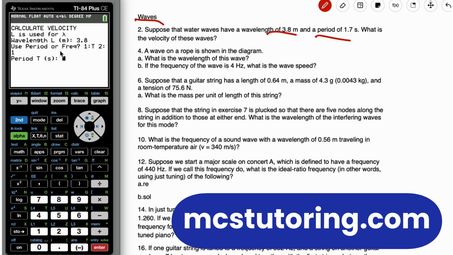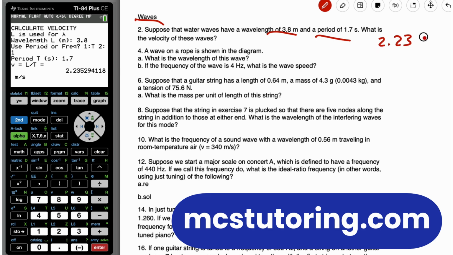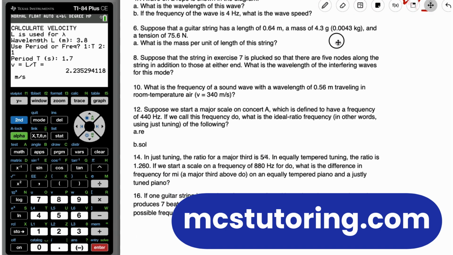And then what is the period? It's 1.7, and it is in seconds, so we're okay. It looks like the velocity for this one is 2.235. I'm just going to go 3 decimal places, meters per second. I don't have a diagram for number 4, so we're going to skip that one.